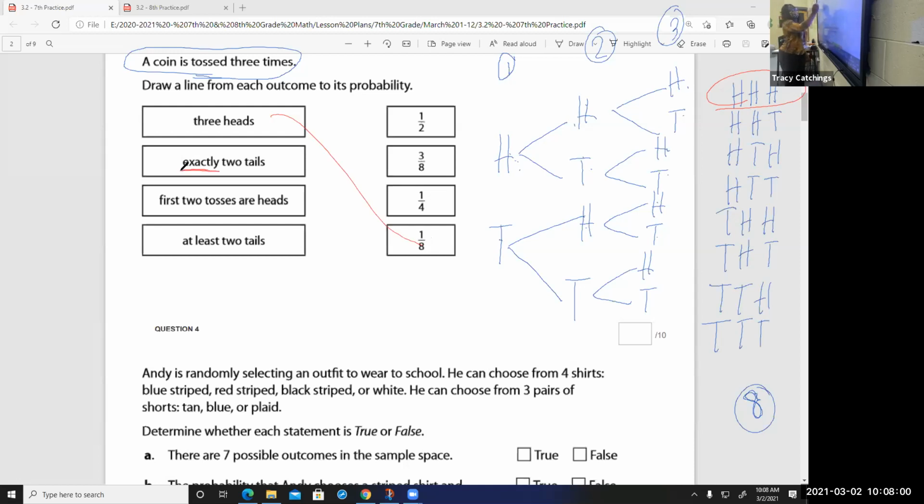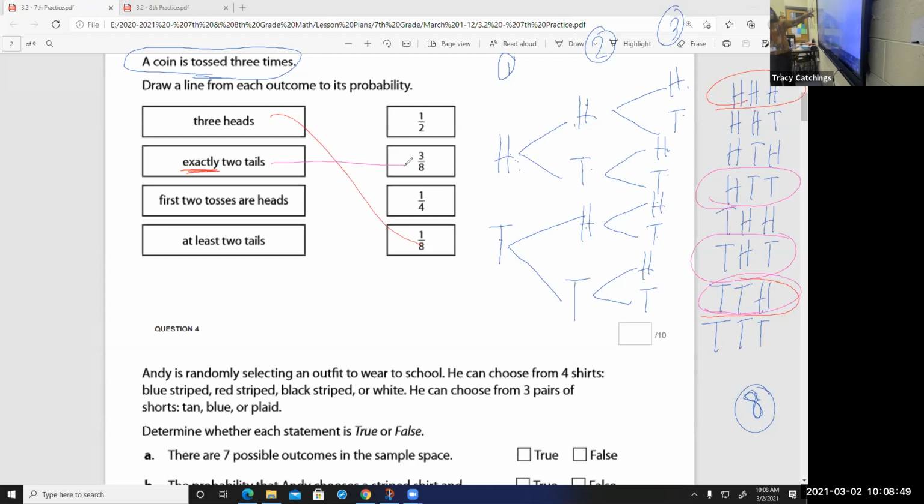All right. The second one says exactly 2 tails. What's it? Exactly 2 tails. 2 tails. Okay, I'll go with tails, tails, H. Head, tails, tails. Okay, THT. Any others? All right, so how many we have in the pink? And we said that the denominator is? Good job.